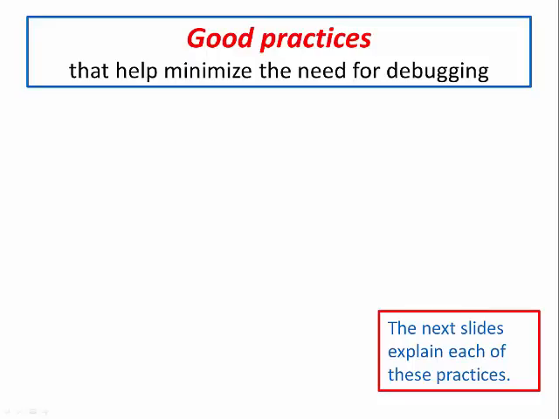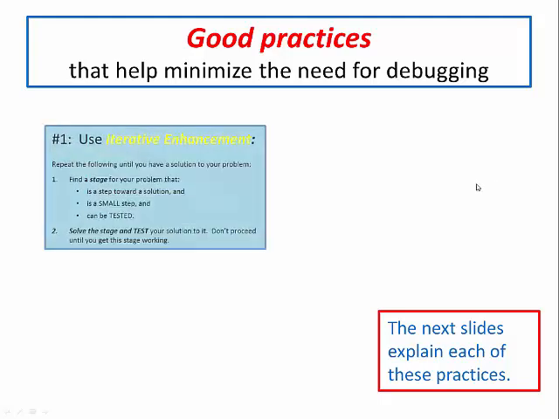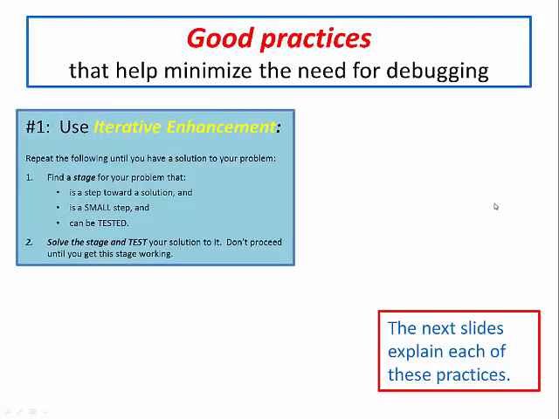Debugging is the process of finding the mistakes in your program when it crashes or fails a test. Debugging is hard. So the first rule of debugging is to use good practices so that you don't have to debug. One of those such practices is to use iterative enhancement.